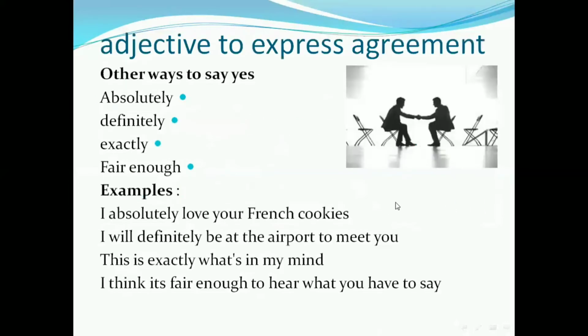Now, adjectives to express agreement. If you want to express that you are okay and go along with the other person's talk, you can use "absolutely". Absolutely means that you emphasize that you are not going to change your mind and you are 100% in.